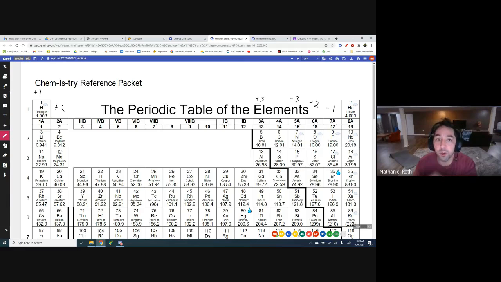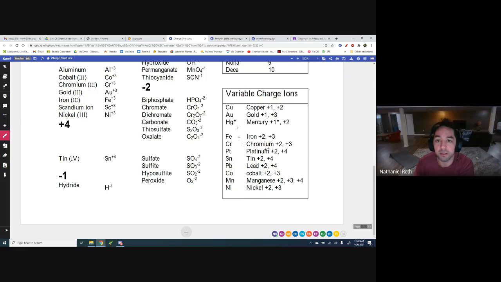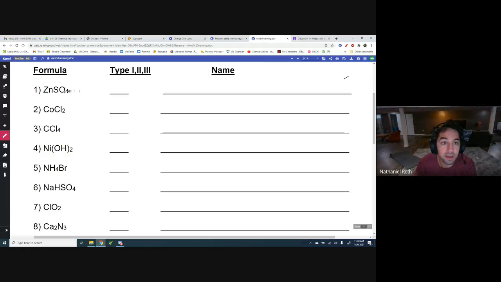Okay. So next thing we have to do is identify if this needs Roman numerals. Since it's an ionic compound, we have to identify if it needs Roman numerals or not. To do that, we look at our charge chart, at this chart right here, the variable charge ions. If zinc is in this, we do need Roman numerals. If zinc is not in this, we do not need Roman numerals. And zinc, in fact, is not in this. So we do not need Roman numerals. We don't have to worry about charges. All we have to do is name zinc, which we did already, and then name the second part of the compound, which in this case is SO4.